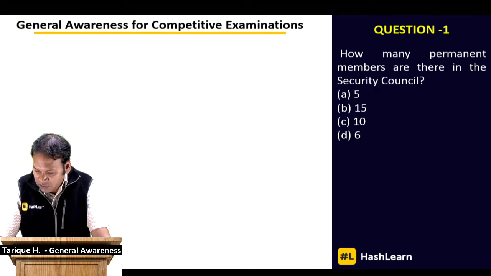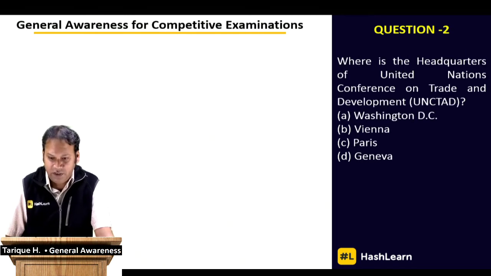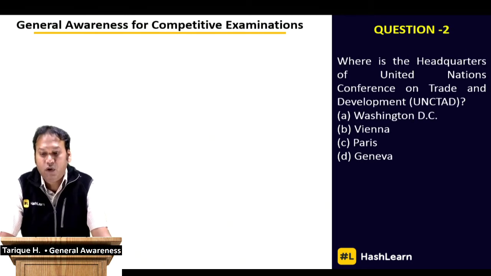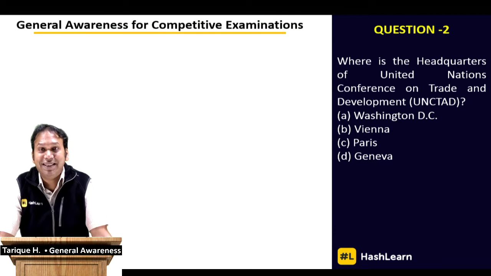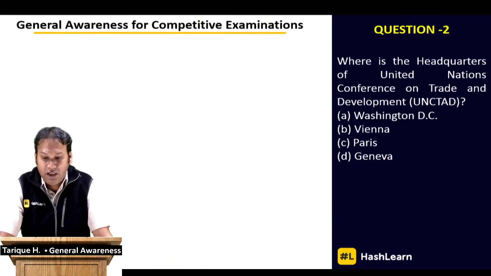Now we'll talk about the next question, that is based on the headquarters of the United Nations Conference on Trade and Development, UNCTAD, that is United Nations Conference on Trade and Development. Headquarter is in which of these following places? So United Nations as a central government governing body has its headquarters in New York in the USA.